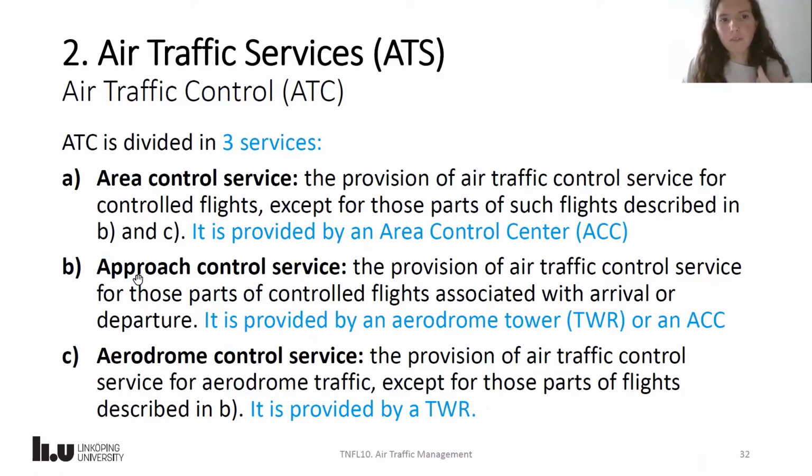Then we have approach control service, which is the ATC that provides services to aircraft that are associated with arrival or departure. So they are not in the aerodrome, but they are either approaching it or flying away from it. It can be provided by a tower or also by an area control center. And finally, the area control service is the provision of ATC for the rest of them. They are not in the aerodrome, they are not in approach. So basically, en route.